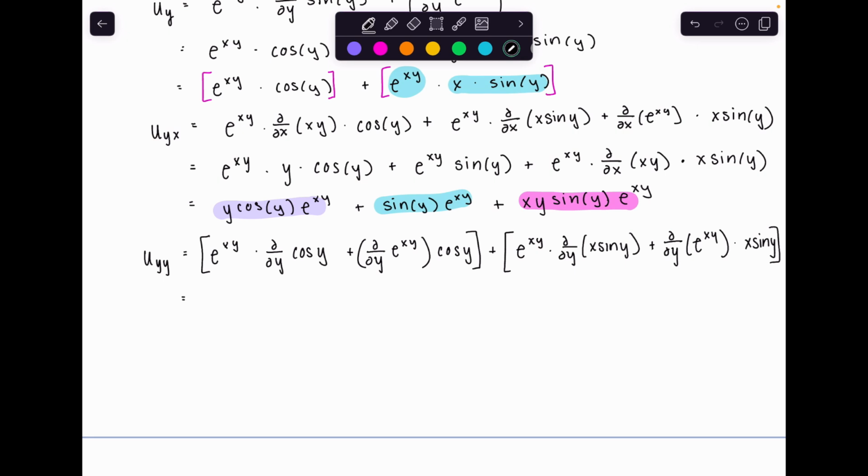So now we got to take these derivatives. So this is e to the xy. Derivative of cosine of y is negative sine of y. So I'm going to pop the minus sign out front.